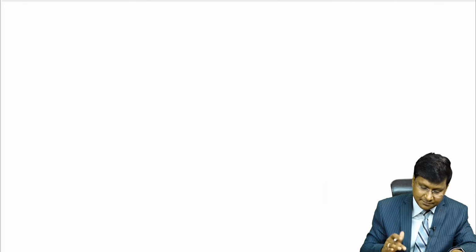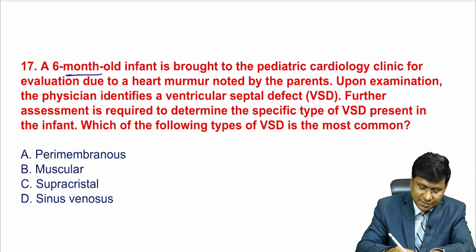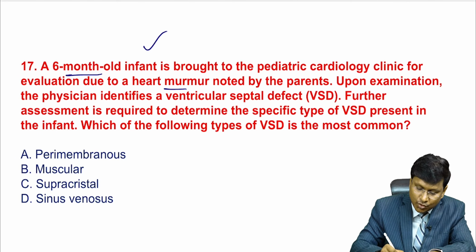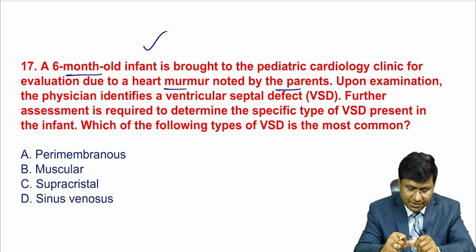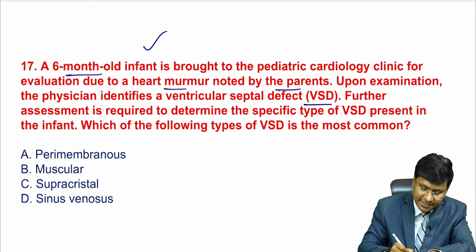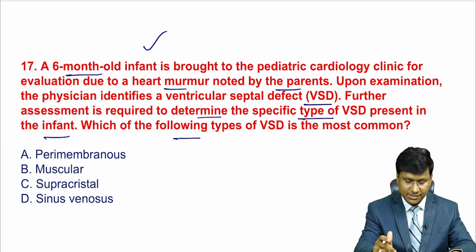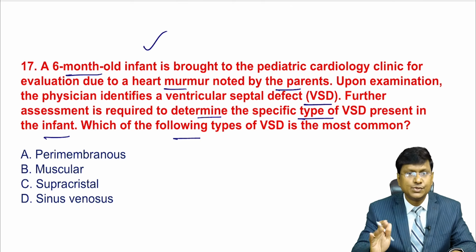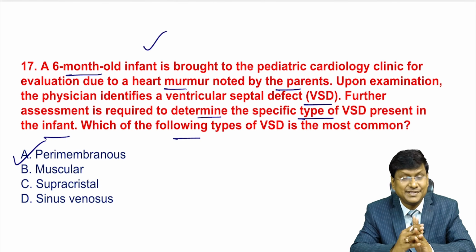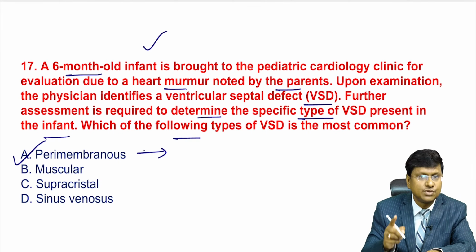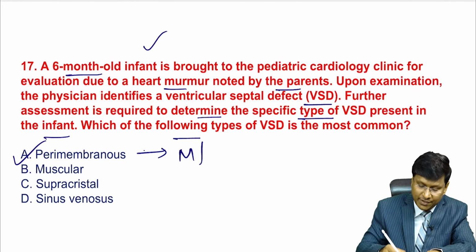Coming on to the next question. A 6-month-old infant is brought to the pediatric cardiology clinic for evaluation of a heart murmur noted by the parents. Upon examination, the physician identifies a ventricular septal defect. Further assessment is required to determine the specific type of VSD present in the infant. Which of the following types of VSD is most common? Perimembranous, muscular, supracrystal, or sinus venosus type. The most common type of VSD is the perimembranous type, right? And this perimembranous type of VSD is also known as the membranous or subaortic type.